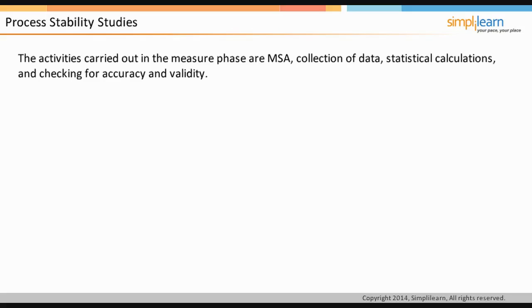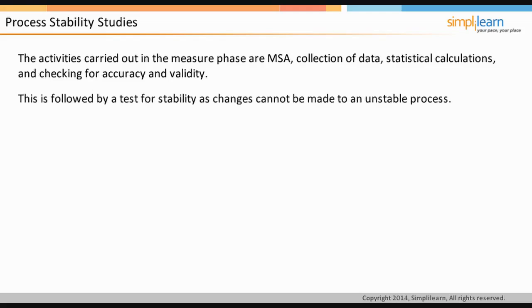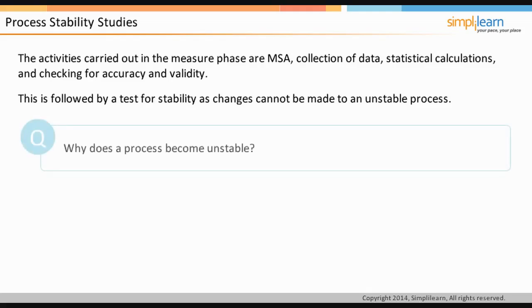We will learn about process stability studies in this screen. The activities carried out in the measure phase are MSA, collection of data, statistical calculations, and checking for accuracy and validity. This is followed by a test for stability, as changes cannot be made to an unstable process. With a set of data believed to be accurate, the process is checked for stability. This is important because if a process is unstable, no changes can be implemented.